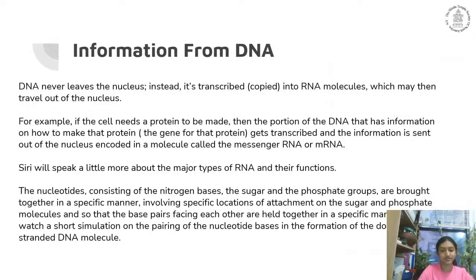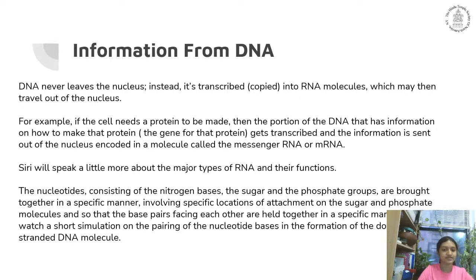So here's some information on DNA. DNA never leaves the nucleus. Instead, it's transcribed, or copied, into RNA molecules, which may then travel out of the nucleus. For example, if the cell needs a protein to be made, then the portion of the DNA that has information on how to make that protein, the gene for that protein, gets transcribed, and the information is sent out of the nucleus encoded in a molecule called the messenger RNA or mRNA. Cyril will speak a little more about the major shapes of RNA and their functions.